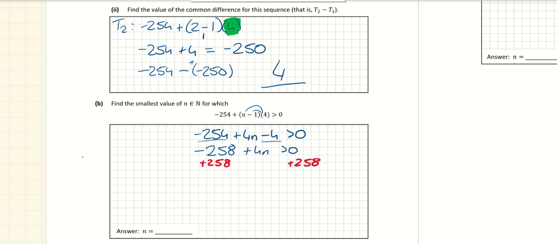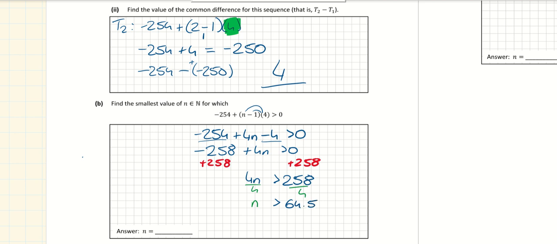And you're left with 4n is greater than 258. And then for your last step, you're just going to divide by 4 on each side. So 258 divided by 4 is 64.5. So n is greater than 64.5.